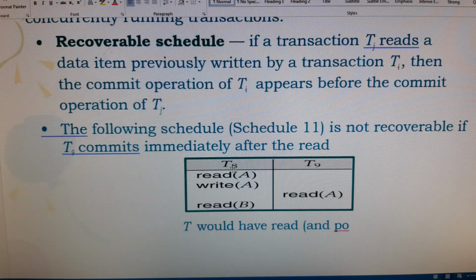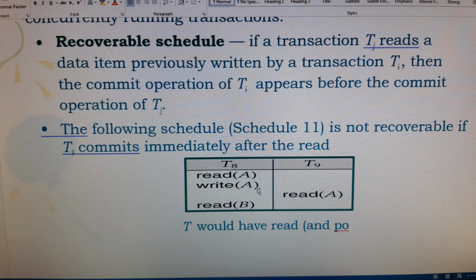Here there are two transactions that are going to be executing. The first transaction we call T8, and the second transaction we call T9. Here the T8 transaction executes read A, and after reading the data item A, it executes the write operation. Then after completion of the write operation of A, T9 executes the read operation of A.